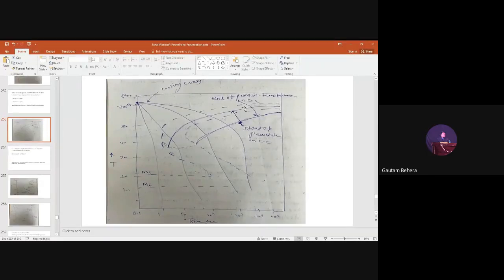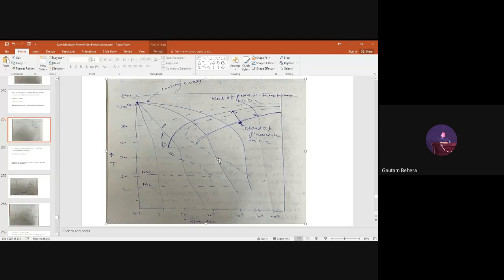So you can see the TTT diagram is a continuous diagram up to this and this, but the CCT diagram is up to this only. In other words, the CCT diagram is drawn up to the nose. Below the nose, we are not showing any curve of the CCT diagram. So the CCT diagram is drawn up to the nose of the C curve. Below the nose of the C curve, the CCT diagram is absent. Is it okay to everybody?